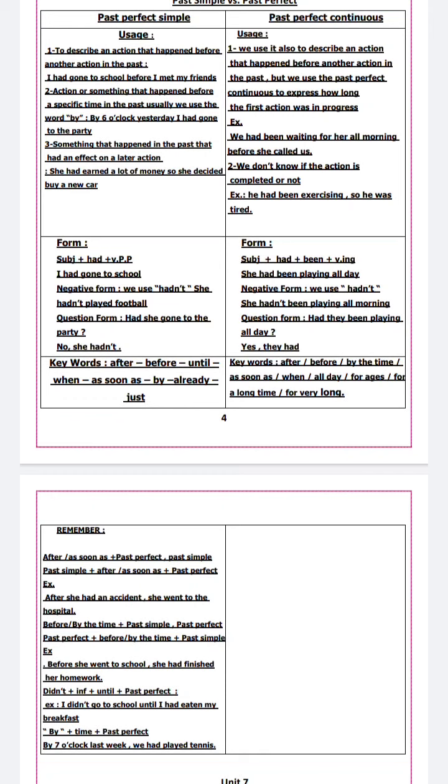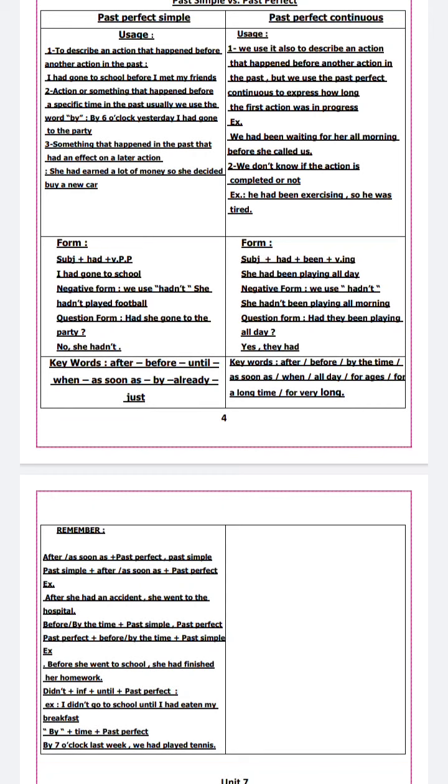The form is subject plus had plus the PP, or the past participle. Let's have an example. I, which is the subject, plus had gone to school. Gone is the past participle of go. I had gone to school. And about the negative form, we use hadn't. So we add not to the had.